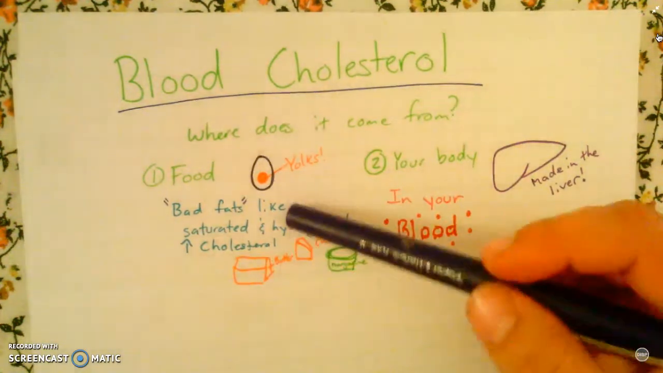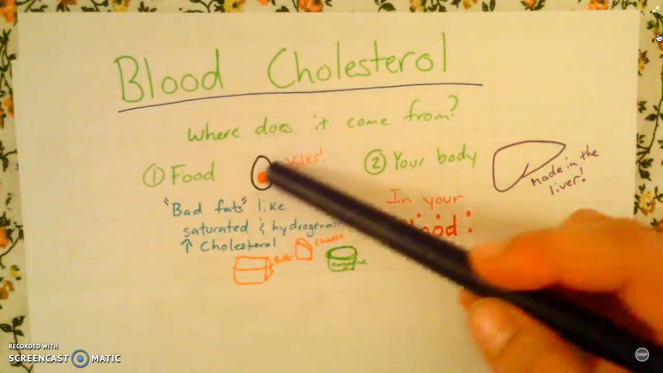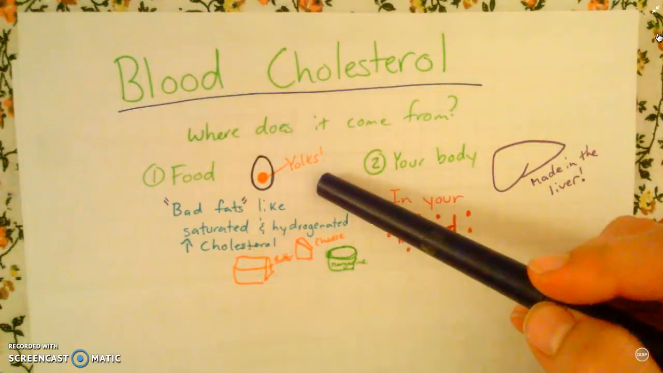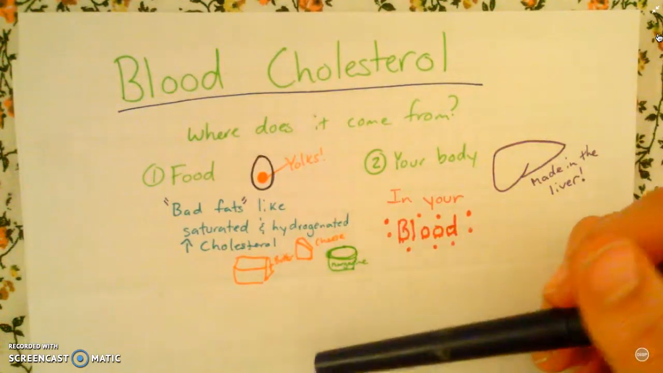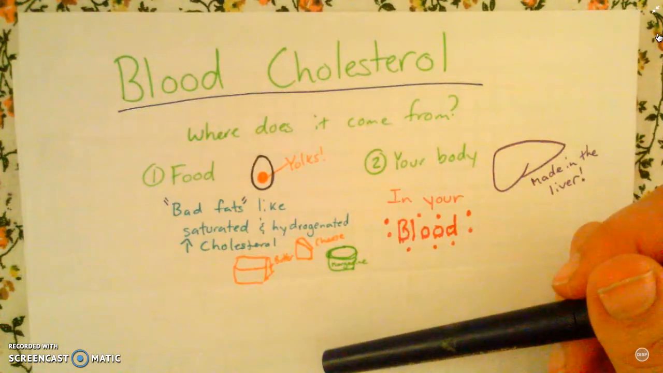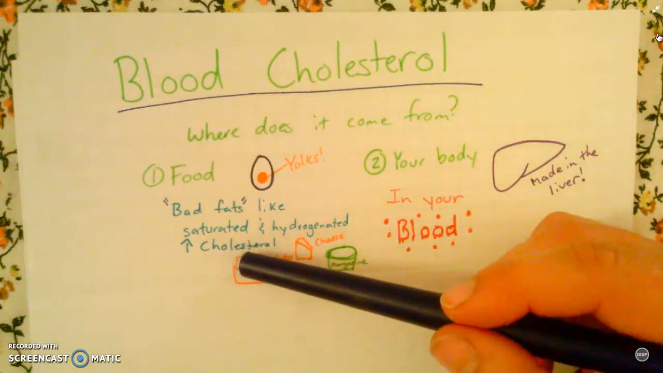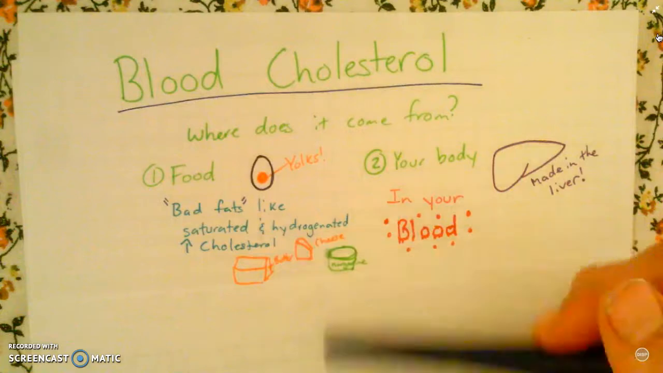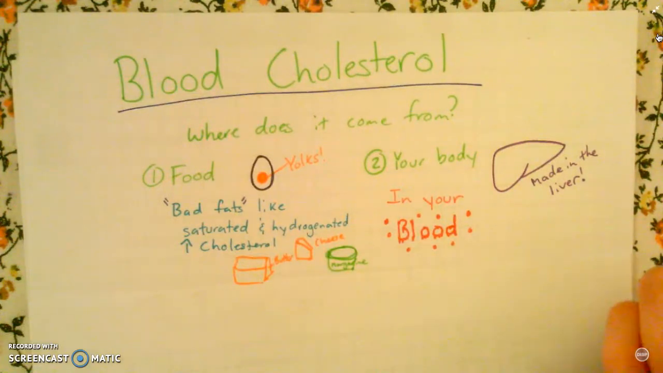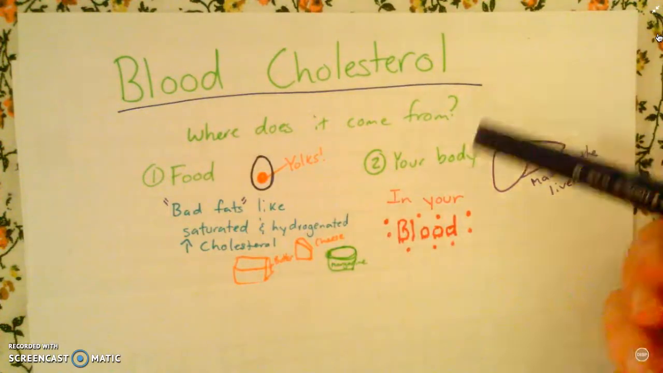Foods. It can come directly from certain foods, like egg yolks, which are very, very high in cholesterol. And then we also read that if we consume a lot of the bad fats, like saturated fats and hydrogenated fats, we're likely to have higher cholesterol levels. Those unhealthier fats include lots of butter, lots of cheese, or lots of fatty meats, as well as hydrogenated fats like margarine.